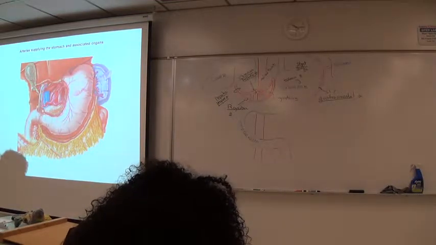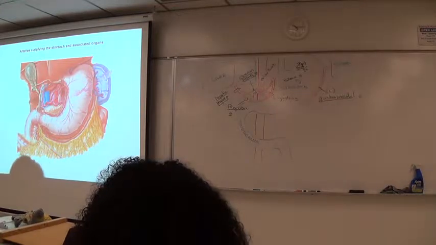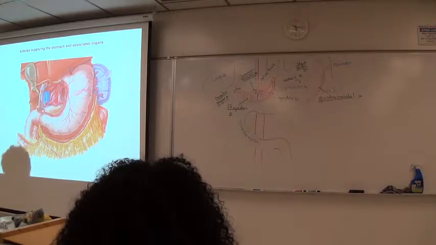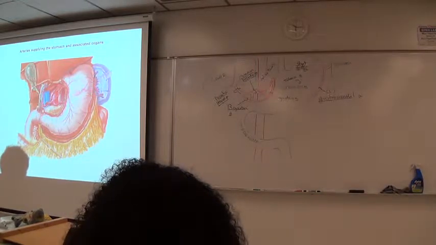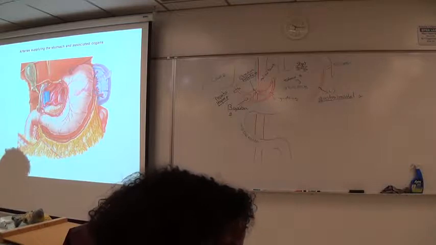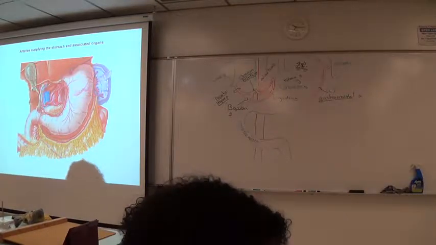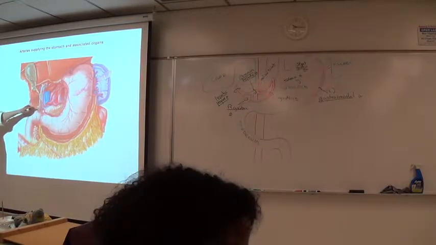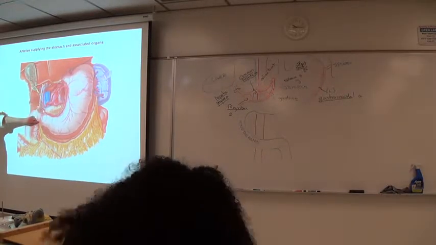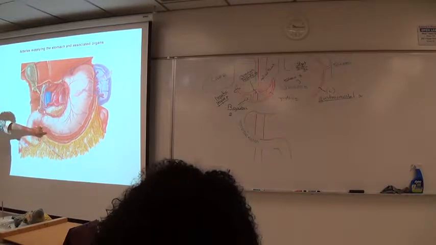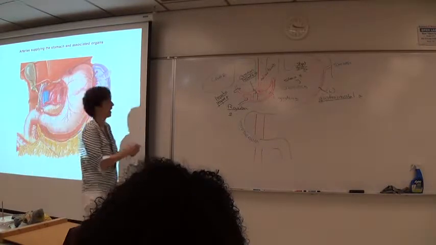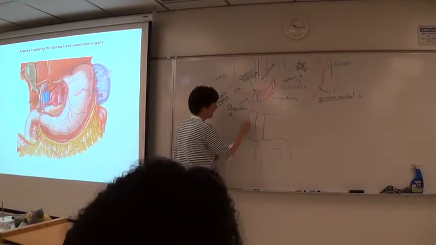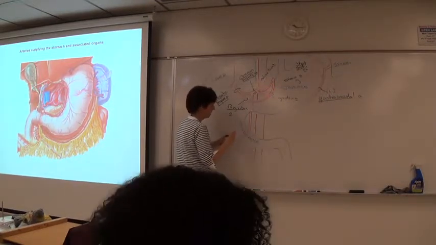Okay. Then on the greater curvature, we have the gastroomental. So the left one is coming from the splenic, it's also forming these short gastrics, and comes down the side. That would be this one here. You see it coming from the splenic. And coming from the hepatic, off of the gastroduodenal, we get our right one. So let's draw the gastroduodenal in here. It goes to the stomach and to the duodenum and pancreas.